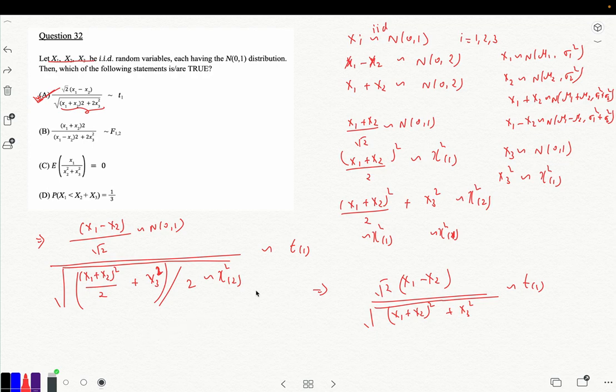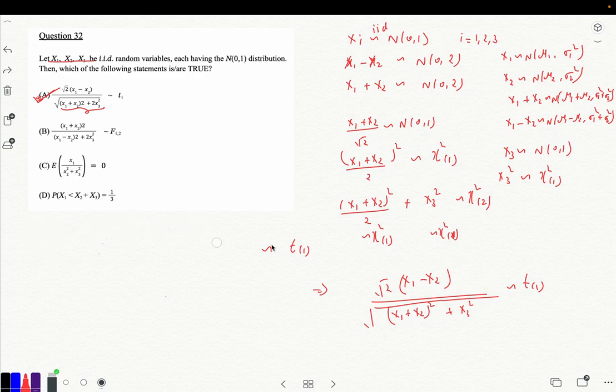Now let's check the second part. What is the second part? I'll just remove this. Now we have to see whether this is forming F of 1 comma 2 or not.